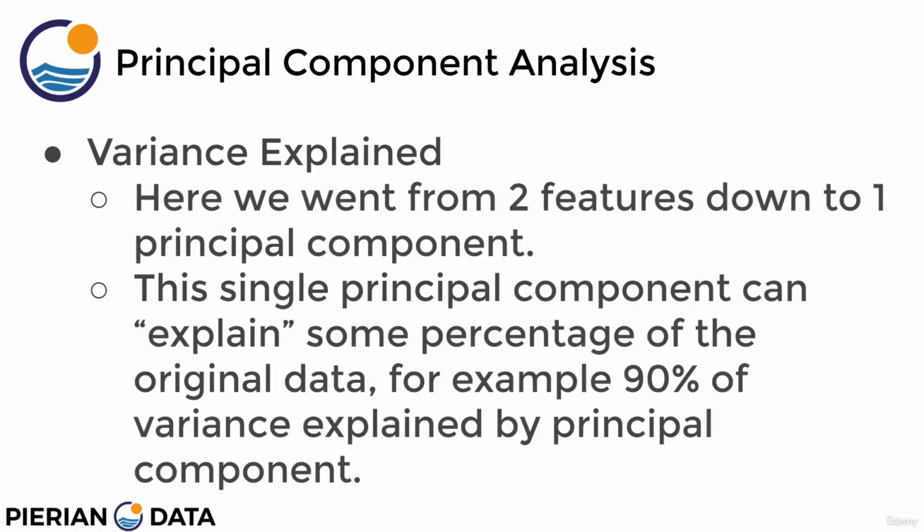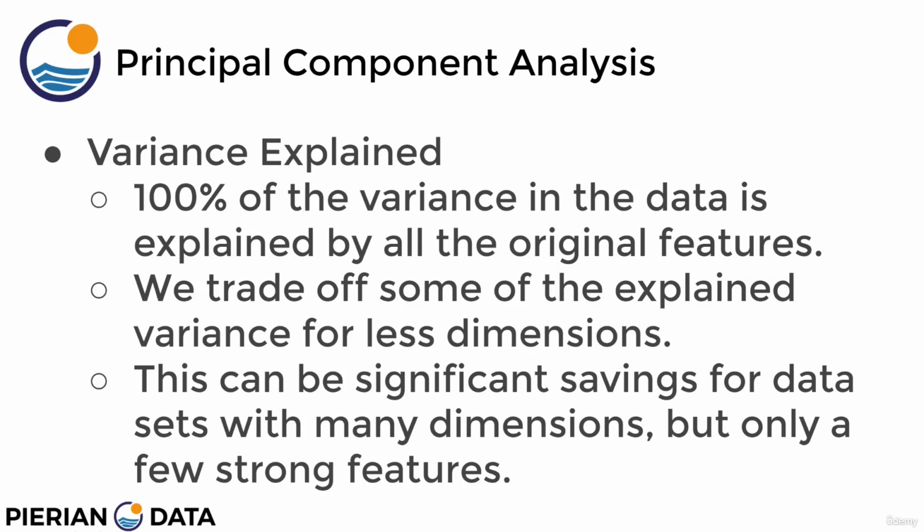So here we went from 2 features down to 1 principal component. And this single principal component can explain some percentage of the original data. And when I say explain, I'm talking about some sort of measurement of dispersion or variance explained. For example, I could have said that 90% of the variance of the original data set could be explained by the principal components. Now, 100% of the variance in the data is explained by all the original features. So essentially, what we're doing when we run PCA in order to reduce the number of dimensions is we are trading off some of the explained variance for fewer dimensions.